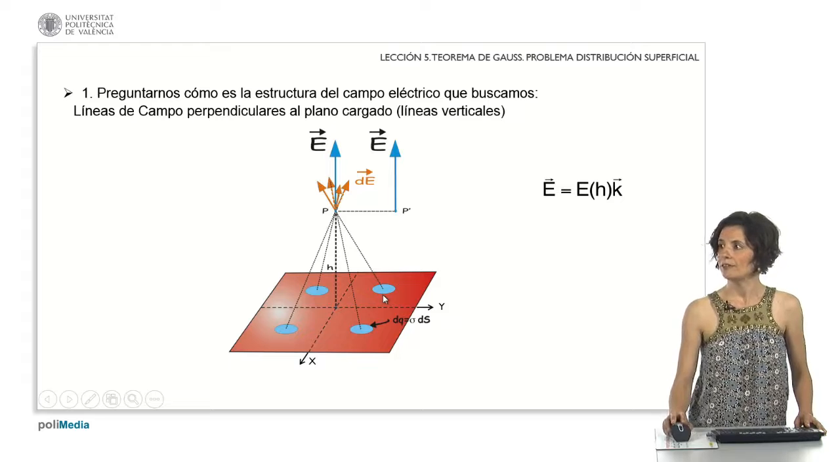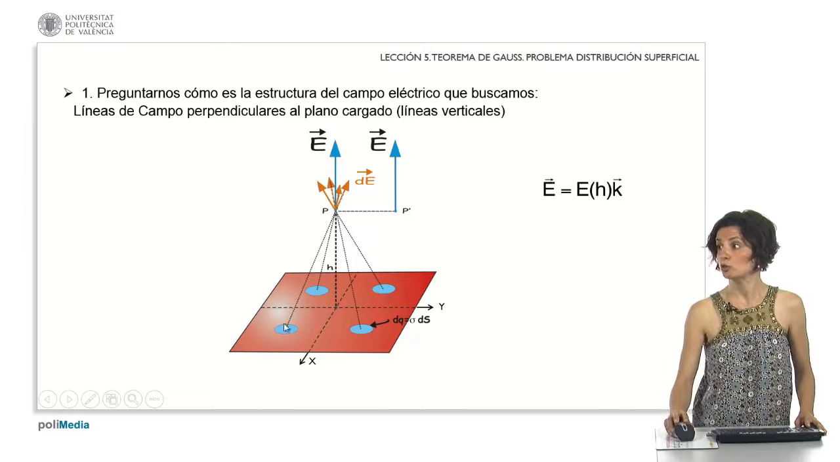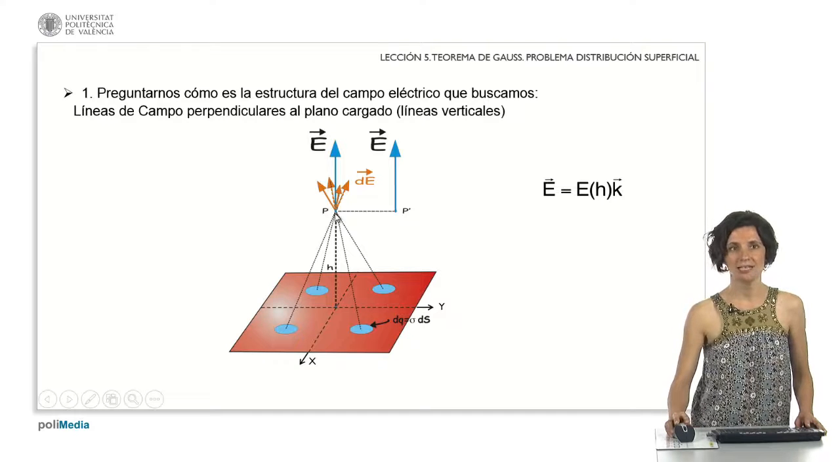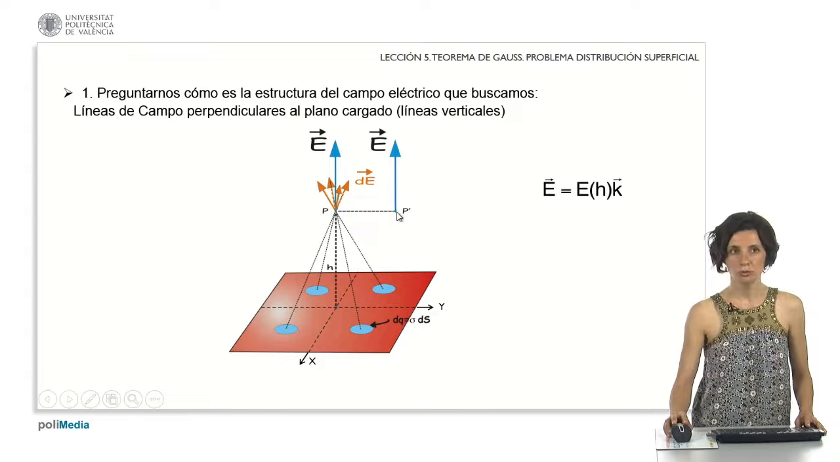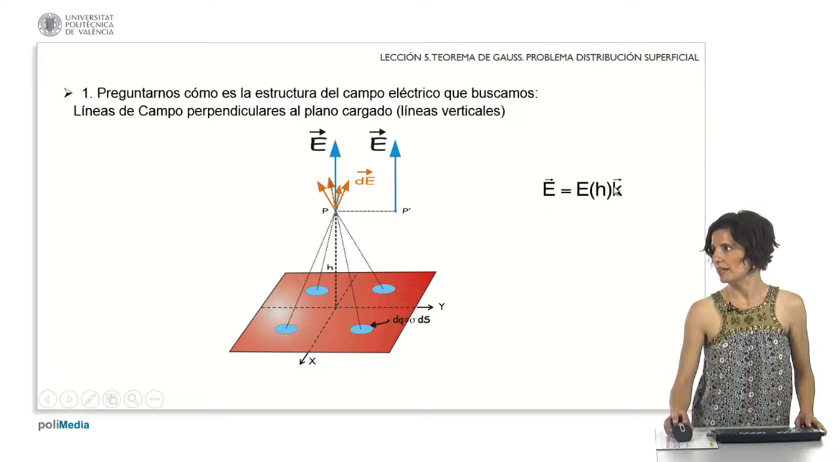If we graphically represent the electric field created by these 4 area differentials at this point P, we can observe that the horizontal components cancel out and only the vertical component remains. The same would occur at any point in space, since the charged plane is infinite. The modulus of the electric field in this case could depend on the distance h from the plane.